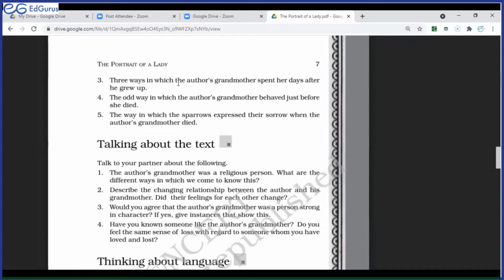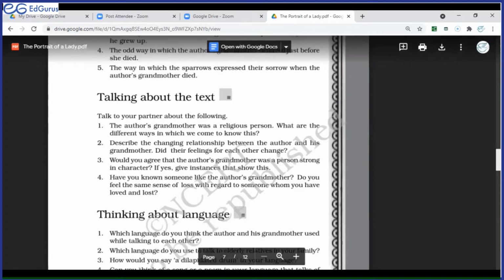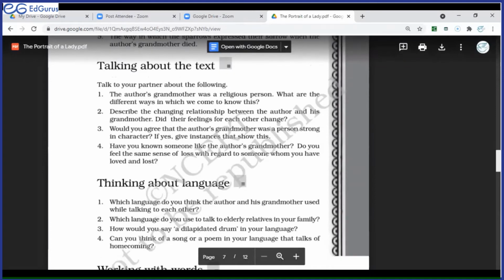Right, children? Okay, now let's come to the next part of the exercise. This is talking about the text. Now we will discuss a few things. The author's grandmother was a religious person. What are the different ways in which we come to know this? Try to remember. How do we know that she was a God-fearing woman, a religious woman? Yes, there are different ways of her behavior.